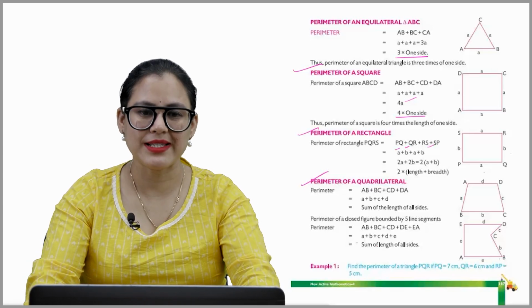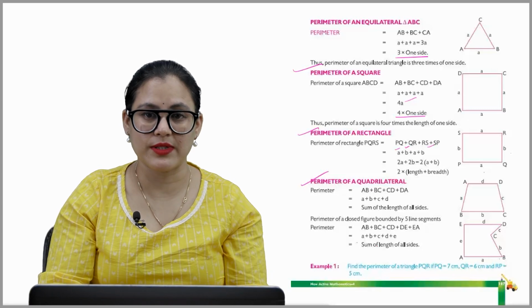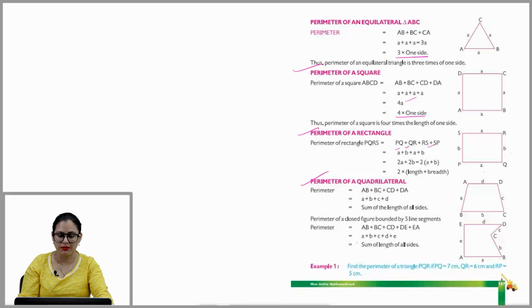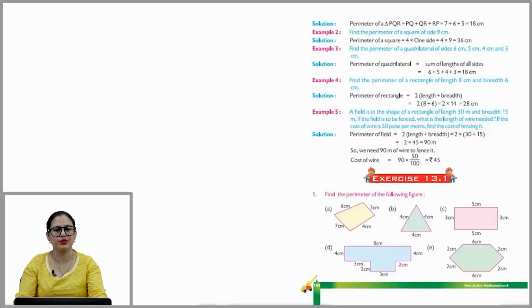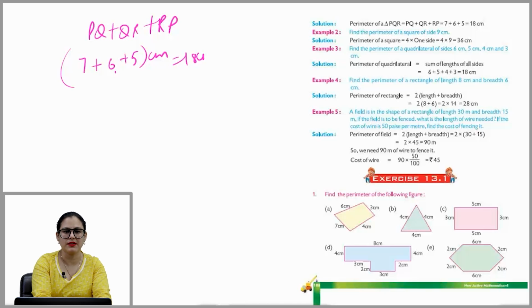Okay. Example 1, find the perimeter of a triangle PQR if PQ is equal to 7 centimeter, QR is equal to 6 centimeter and RP is equal to 5 centimeter. What you have to do is add all the 3 sides, that is PQ plus QR plus RP. 7 plus 6 plus 5 centimeter. 7 plus 6 is 13, plus 5, 18 centimeter is the perimeter.